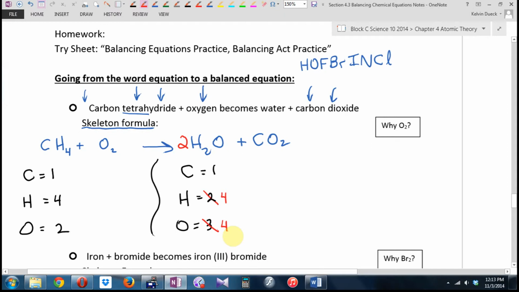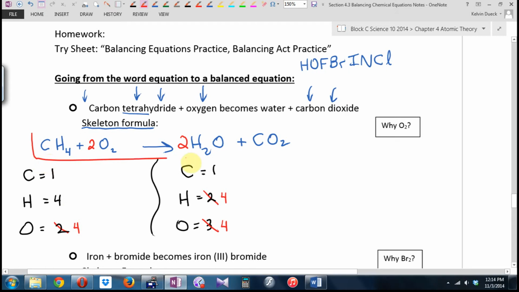Carbon balances? Check. Hydrogen balances? Check. Oxygen, how many oxygens do I have on the right? Four. How many do I have on the left? Two. Can I change that into a four? Please, God. Put a two there.